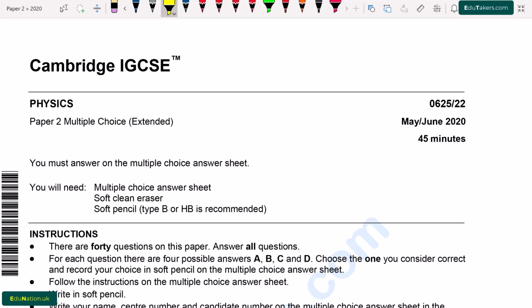Today we are going to solve Cambridge IGCSE Physics Paper 2 Multiple Choice Extended held in May or June 2020, and the paper code is 0625 with variant 22. So let's start from question number 1.